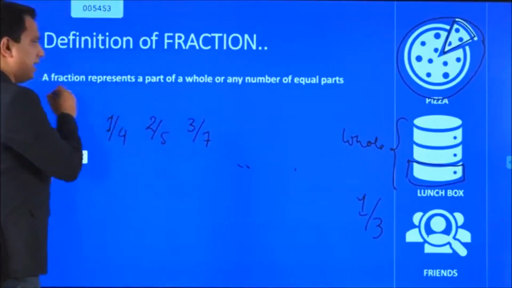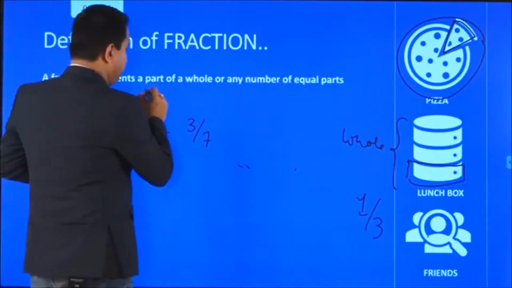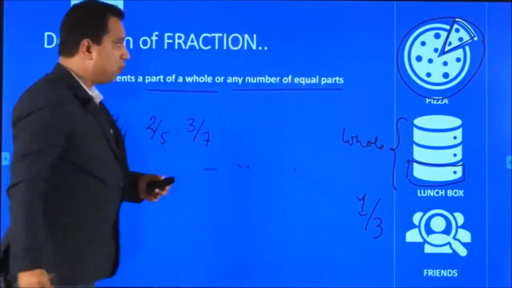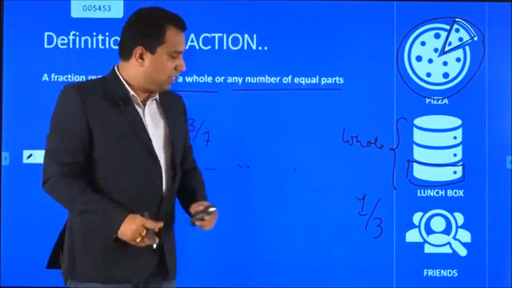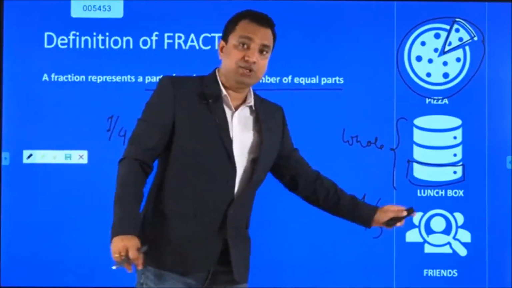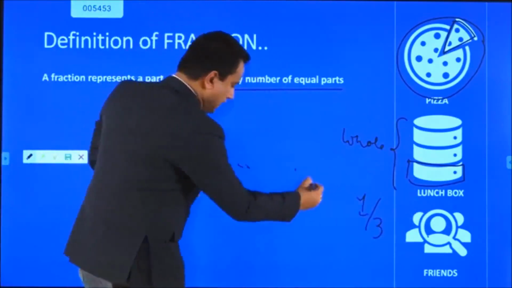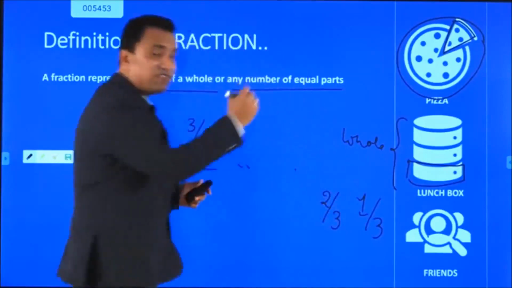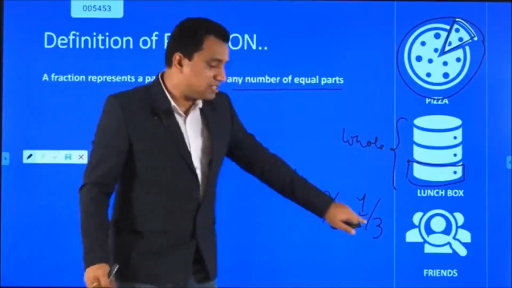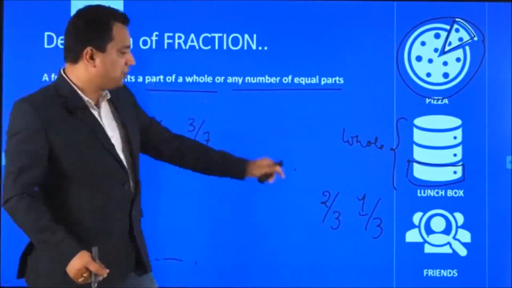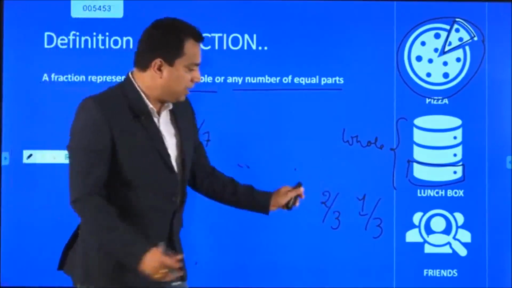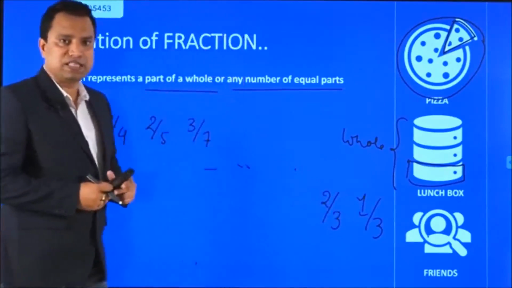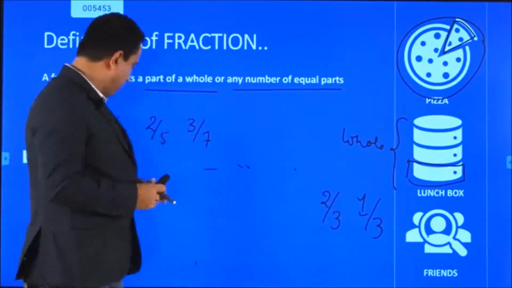Now you all very well understand that a fraction represents a part of a whole or any number of equal parts. Why do we say any number of equal parts? Now when you go out for a dinner with 2 of your best friends, you tell them that I have come out for a dinner with 2 out of my 3 best friends, right? So the first one is just a part of the whole. The second one is a number of equal parts put together. That's 2 of your friends out of 3 best friends. See how easy it is, right?